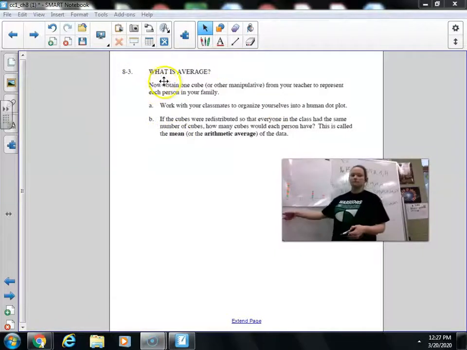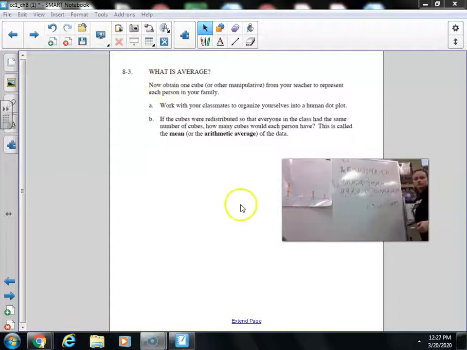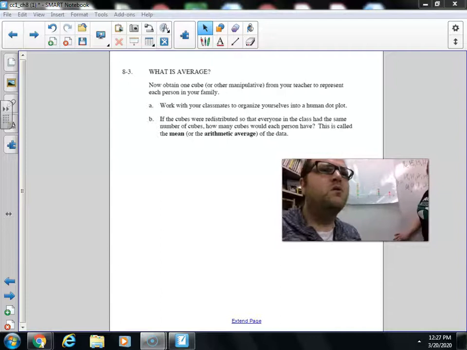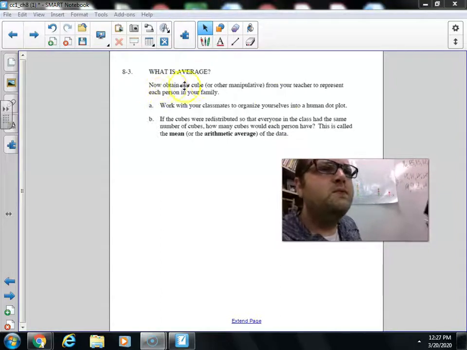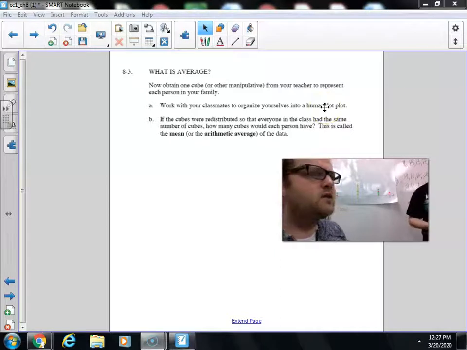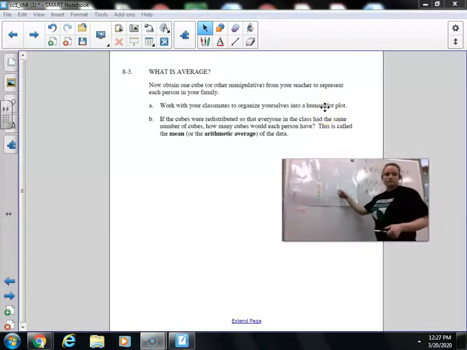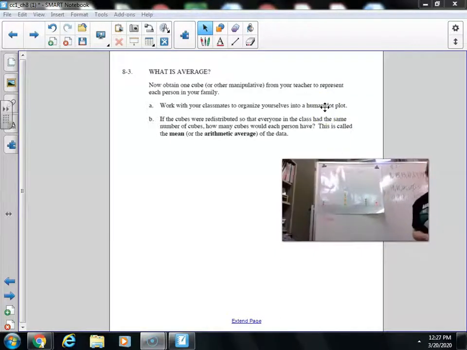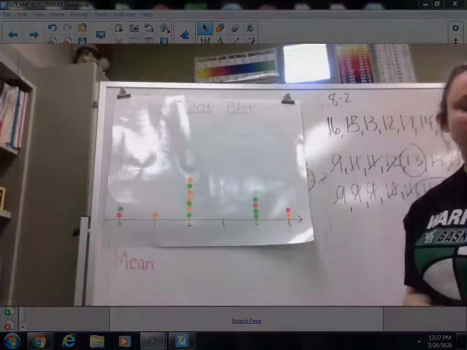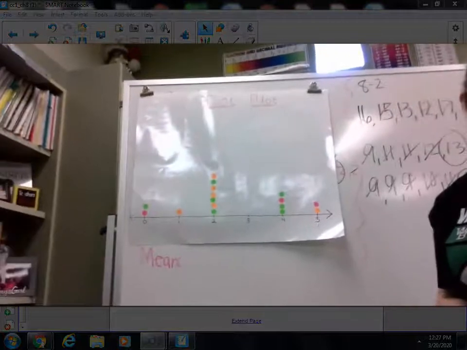So we're going to have to change this a little bit from class today because we're not here in school. So now obtain one cube or other manipulator from your teacher to represent each person in your family. And the whole point is we want to create a human dot plot. So instead of you guys being here and creating a dot plot, we're going to go back to the dot plot you guys created in the beginning of the school year, when we talked about the number of pets you guys had.